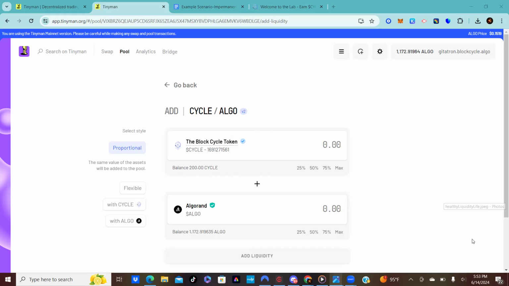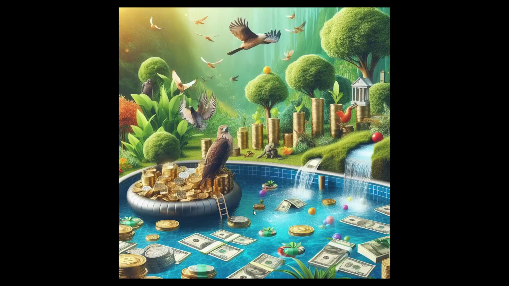So let's bring up an image of what a healthy ecosystem looks like, all right? When liquidity pools are balanced, it ensures smooth trading and price stability, benefiting all participants. It prevents drastic price fluctuations and makes the market more attractive to new investors. So you see here, we're attracting a lot of wildlife, beautiful wildlife. Everything is clean. There's different types of currency inside, okay?